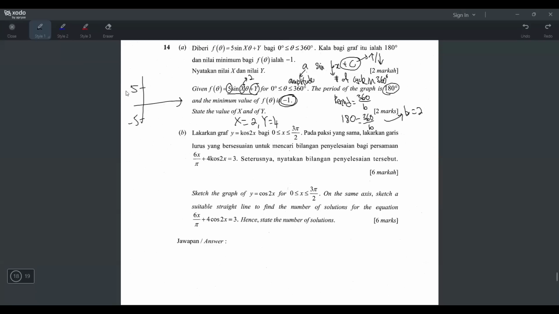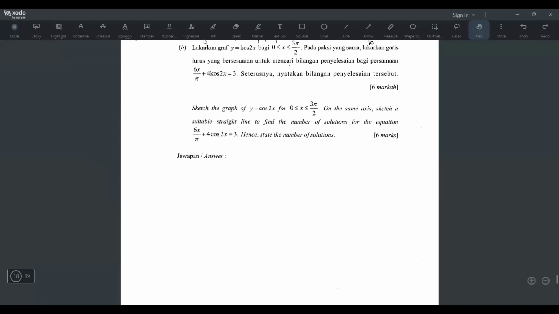But if it's like 2 and -1, or 3 and -5, it means the distance here and the distance here are not the same, then you know this graph got moved up or moved down. Okay, hope you understand. Let's do B. Okay, B, they ask us to sketch the graph of y equals cos 2x.